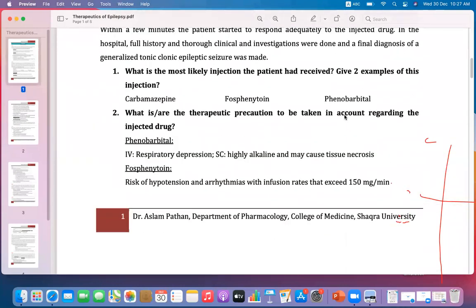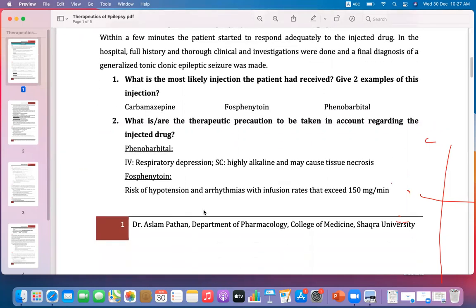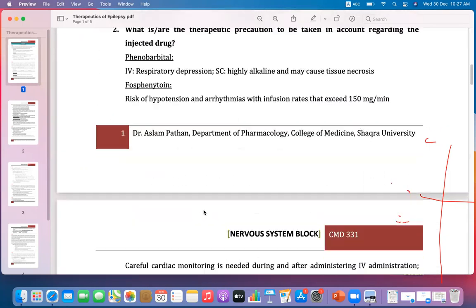So for patients of grand mal epilepsy, if we are using phenobarbital, as phenobarbital is a derivative of barbituric acid, we have to take care of respiratory depression. And if we are using phosphenytoin, we have to take care about cardiovascular disease, because the risk of hypotension and arrhythmias is reported.